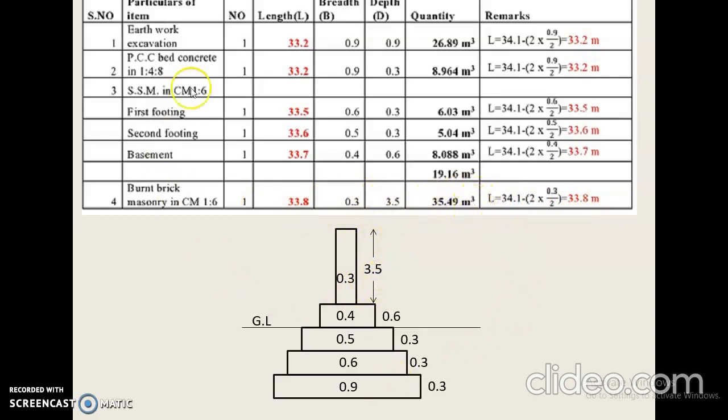So dear students, this much work you have to calculate. This is how you calculate the actual work quantity by using the centerline method.